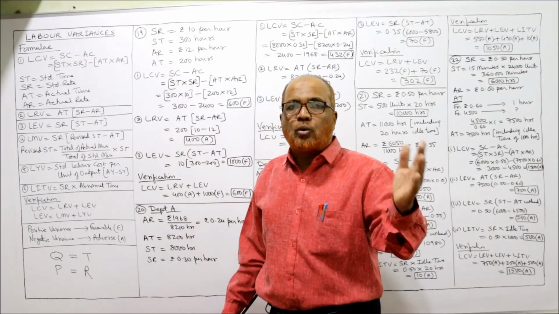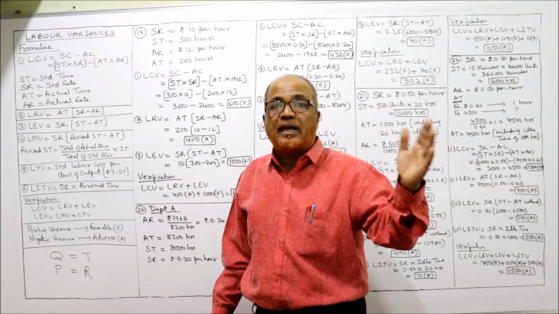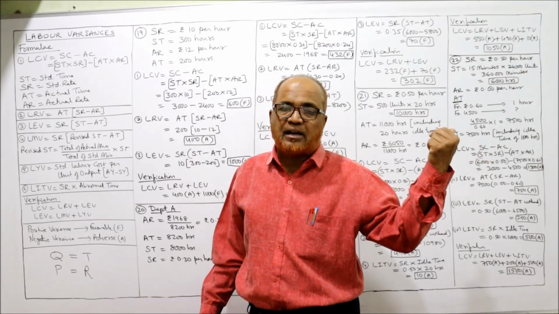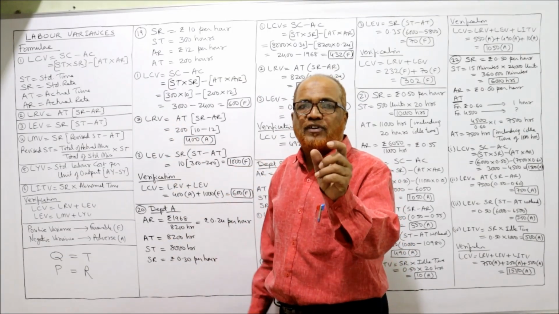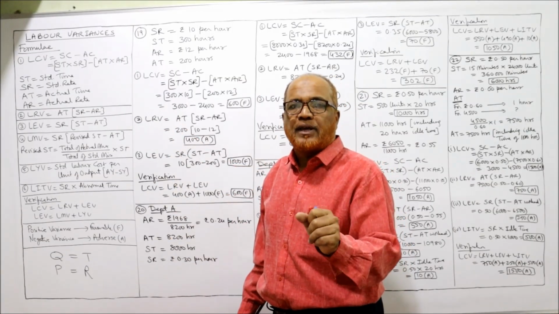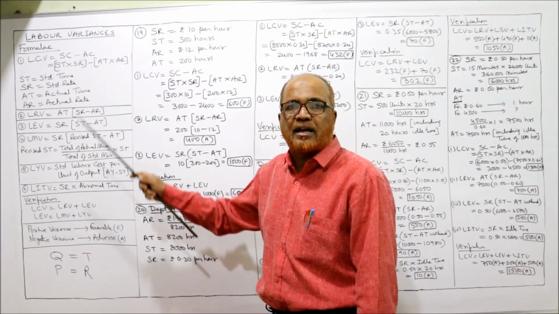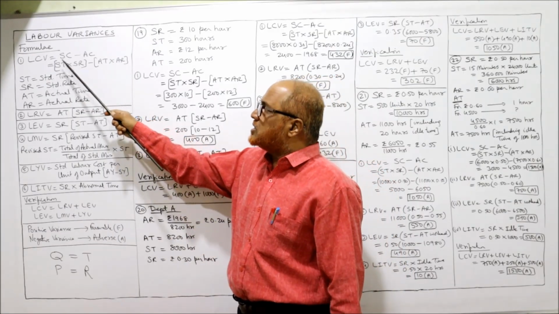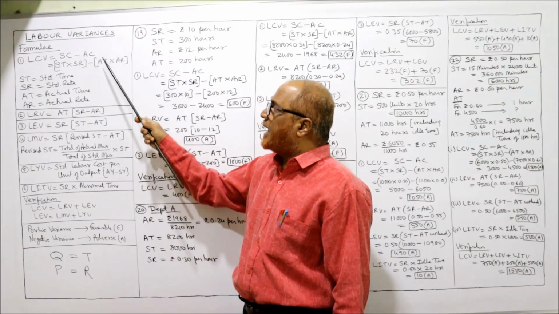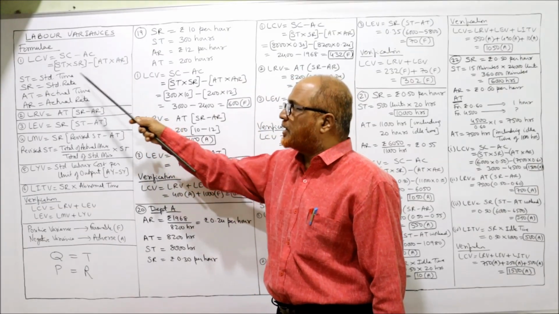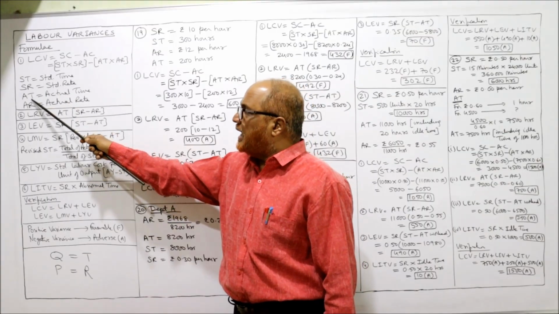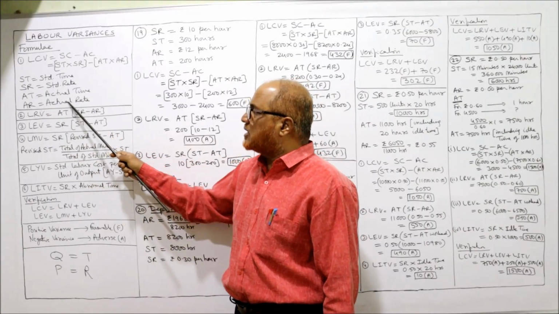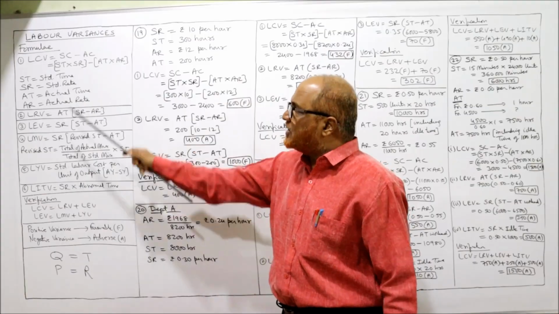Similarly, AQ into AP we have written in material variances. Now I am writing AT into AR. In place of Q, I am writing T. In place of P, I am writing R. So standard cost, standard time into standard rate, actual cost, actual time into actual rate. ST is equal to standard time, SR is equal to standard rate. AT is equal to actual time, AR is equal to actual rate. That's it. First formula over.